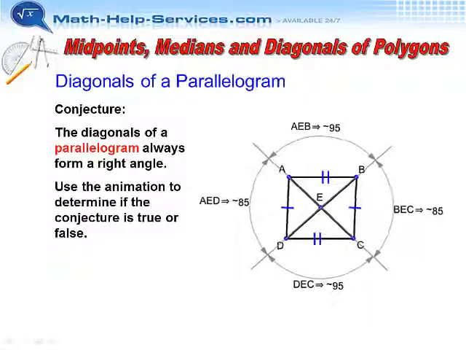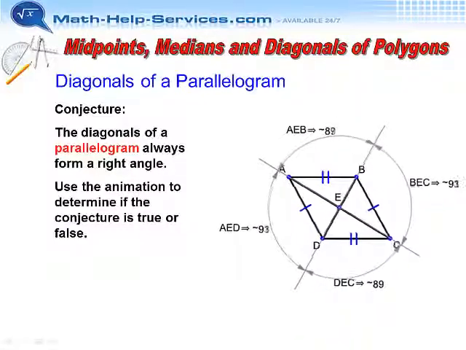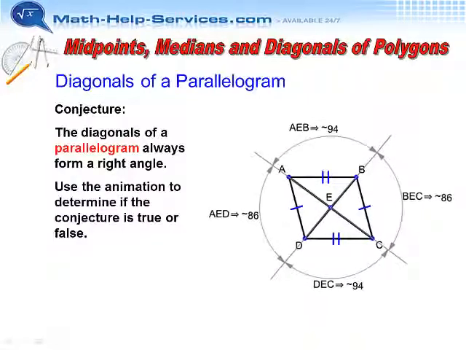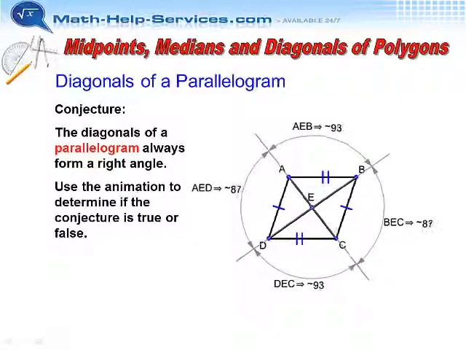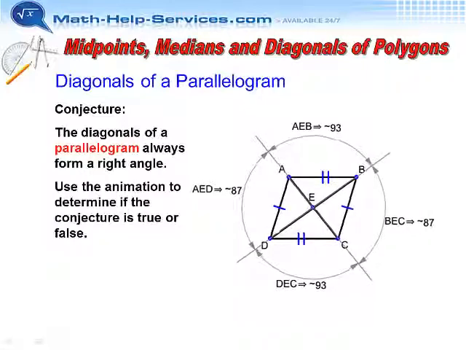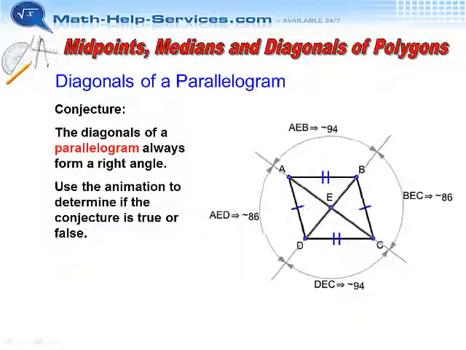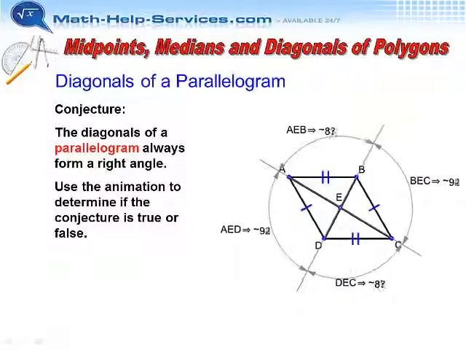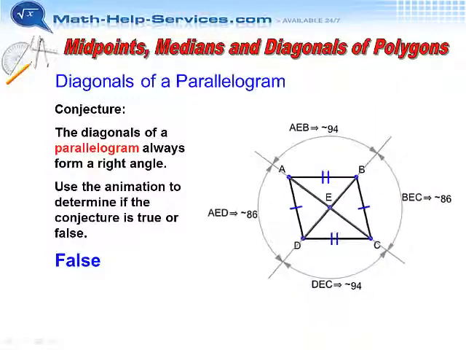So conjecture, the diagonals of a parallelogram always form a right angle. Use the animation to determine if the conjecture is true or false. Notice this is clearly false.